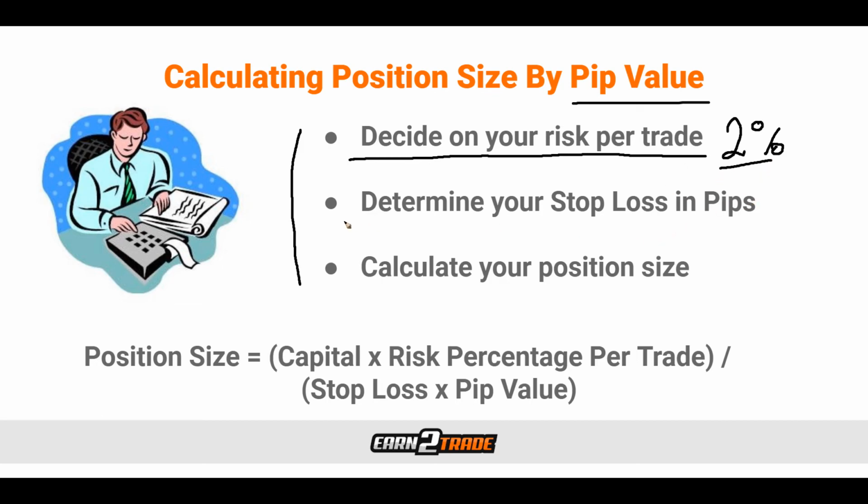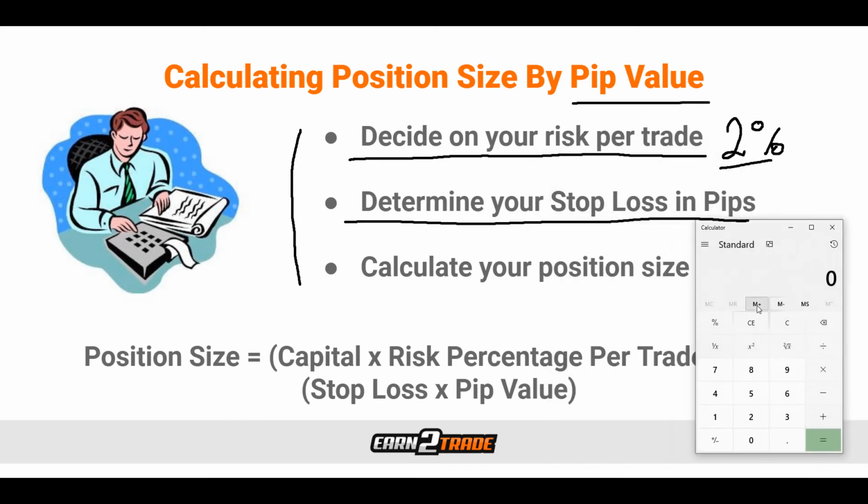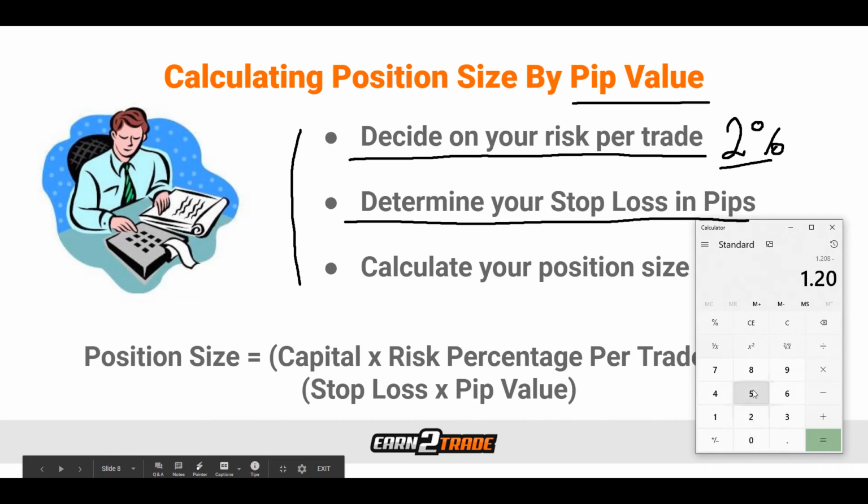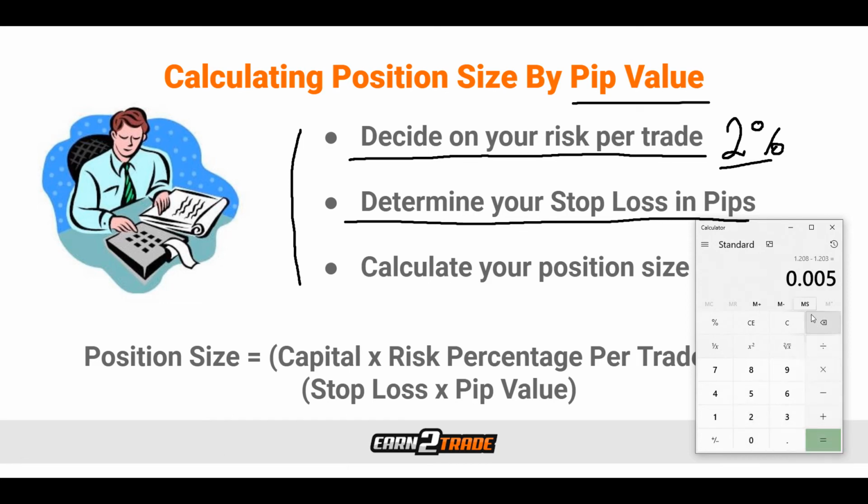The next step is to determine our stop loss in pips. A stop loss is essentially an exit plan for when the market swings against us so we don't incur more losses. Before entering the trade, we want to place our stop loss level expressed in pips. For instance, if we're trading the euro dollar at a potential entry price of say 1.2080 and we place our stop loss at 1.2030, then we have a stop loss of 50 pips.